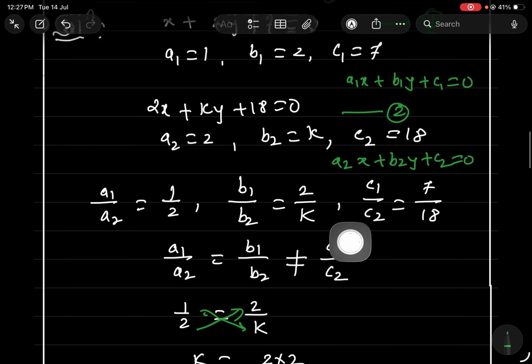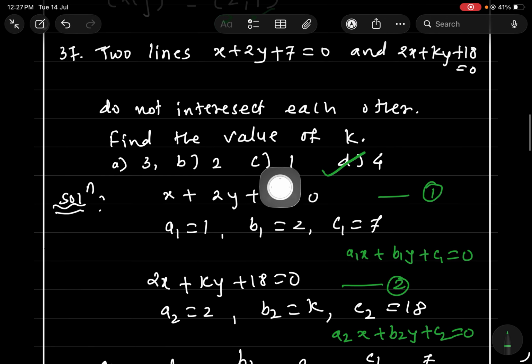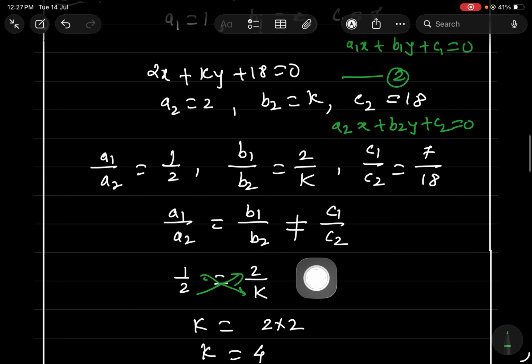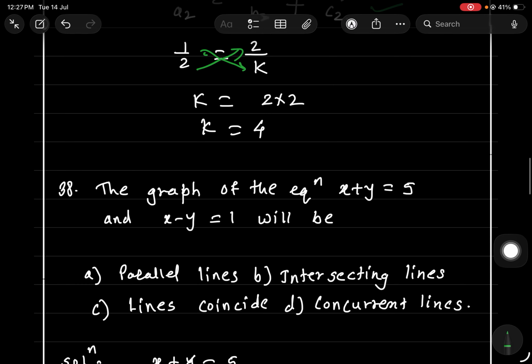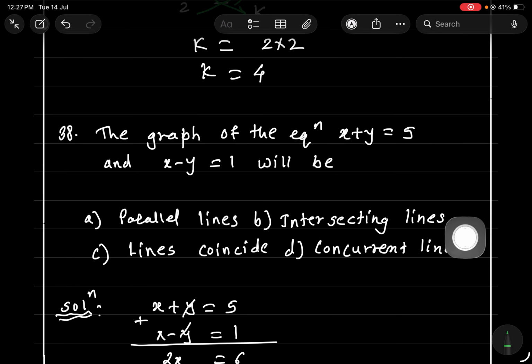Very simple here. This is there, then you have to solve. Here it is given that they do not intersect each other. If they do not intersect each other, then this ratio is coming. Then the graph of the equations x plus y equal to 5 and x minus y equal to 1, if you are drawing the graph of these two equations.